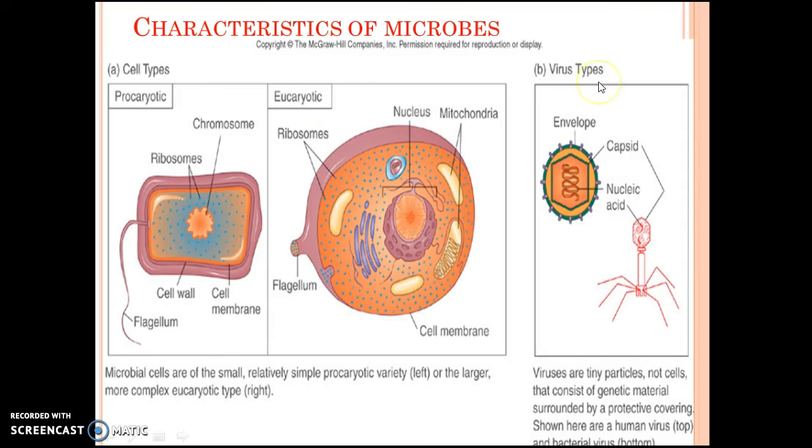Virus types are categorized into acellular type of microorganism, consisting of nucleic acid and capsid, which together are called nucleocapsid, and this nucleocapsid is sometimes enveloped by a protein, carbohydrate, lipid coat, which is called envelope, and this virus is called an enveloped virus.